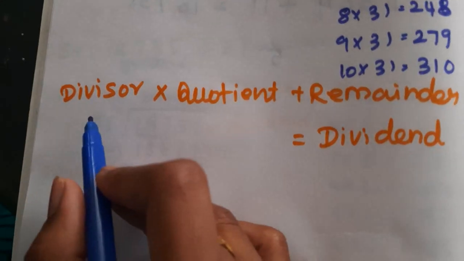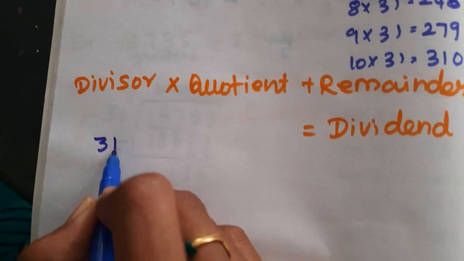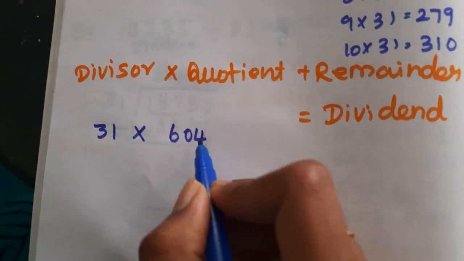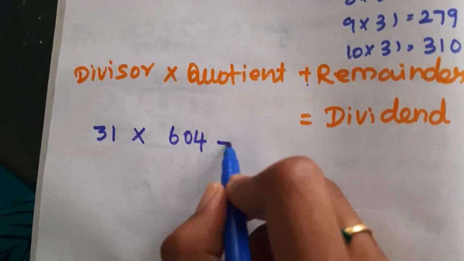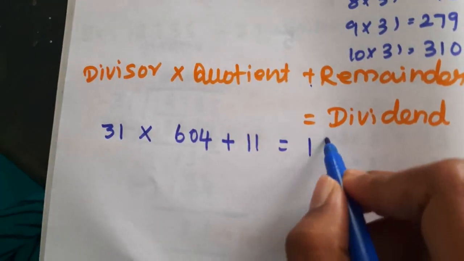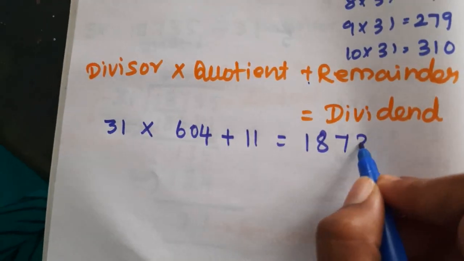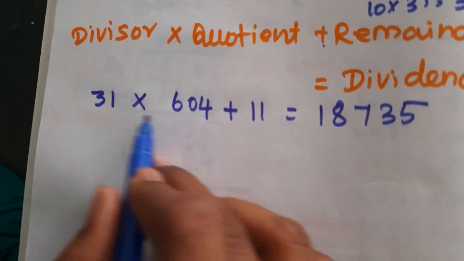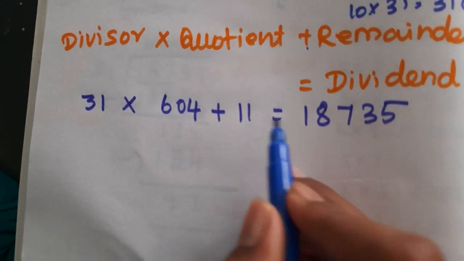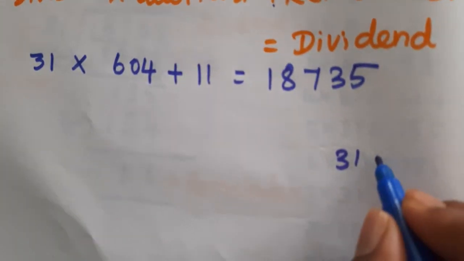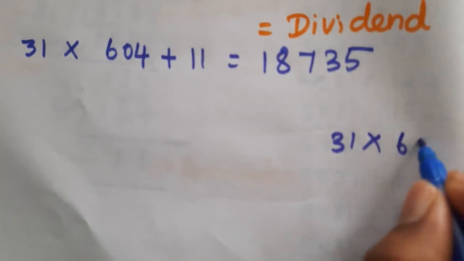So what is the divisor? 31 into quotient 604 plus remainder. What is the remainder? 11 equals dividend. Dividend is 18,735. First you have to do the multiplication, then do the addition. So in rough side you have to do the multiplication.